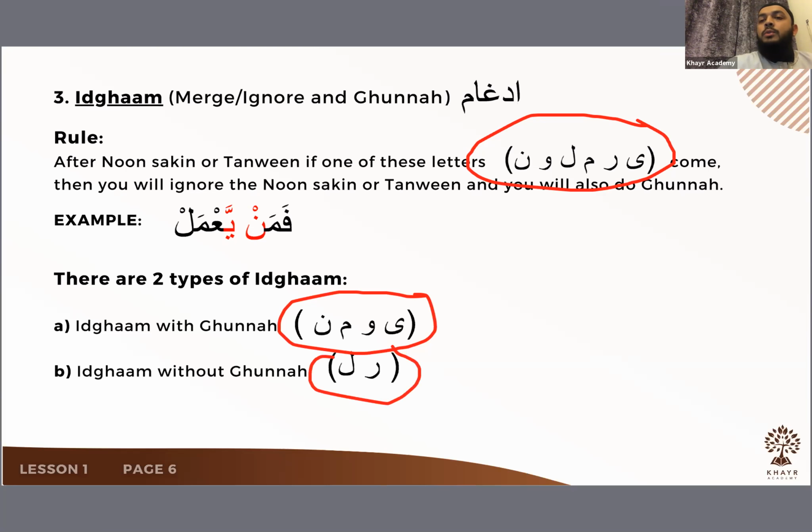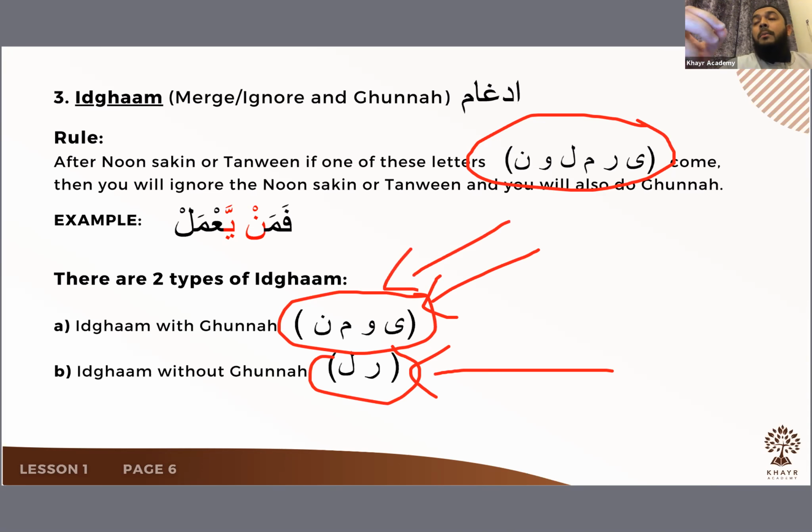What are the letters of idgham with ghunna? Ya, waw, mim, nun. The other one is idgham without ghunna. When I say idgham, the merging and ignoring still happen, but the ghunna part does not happen. And idgham with ghunna means the merging or ignoring alongside ghunna.